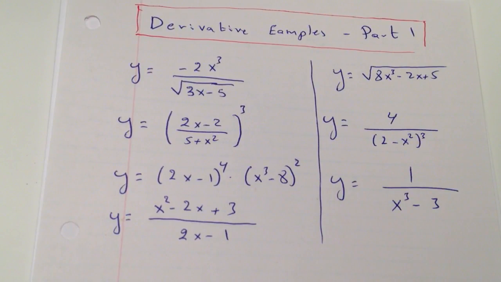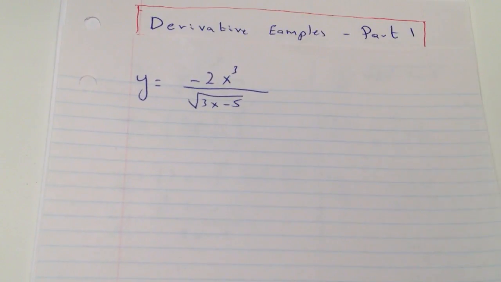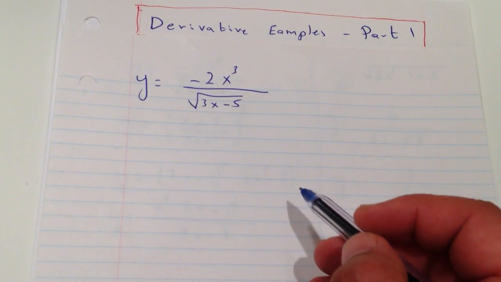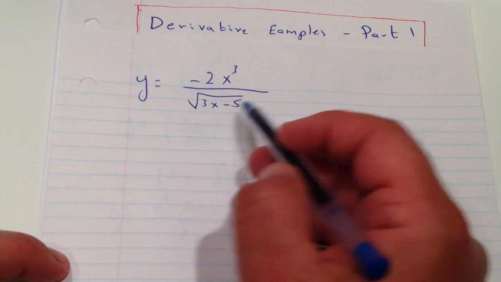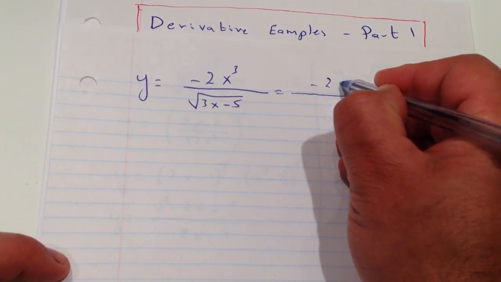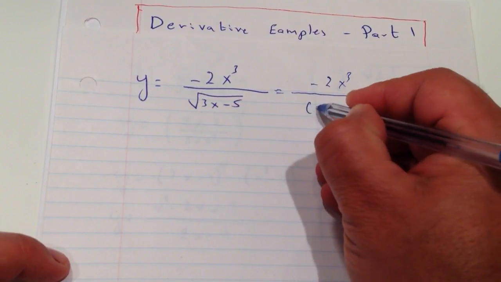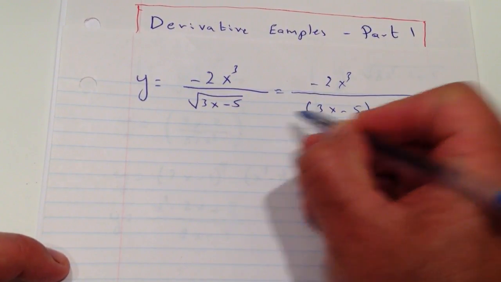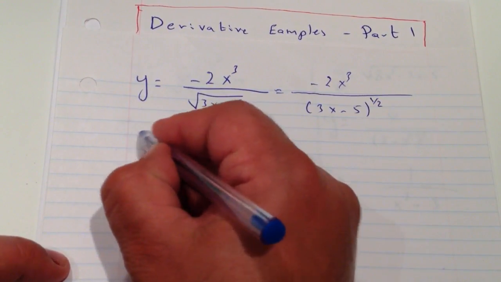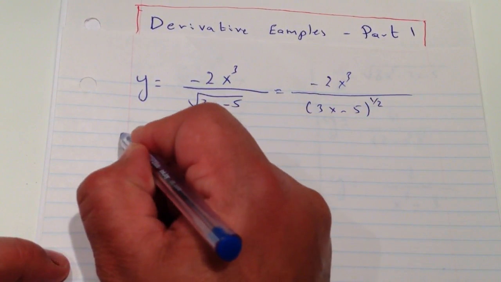Let's start with y equals minus 2x power 3 over root of 3x minus 5. Before we start solving this problem, I would like to change that root to a power. So this will be minus 2x cubed over 3x minus 5, and that square root I can write as a half. So here we'll apply the quotient rule.